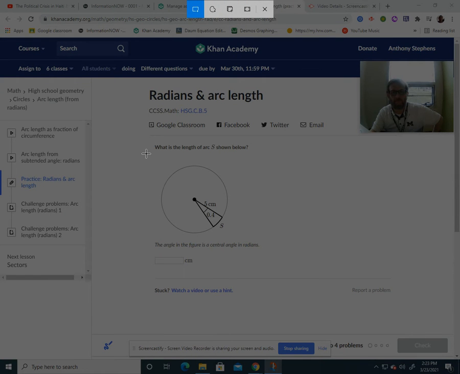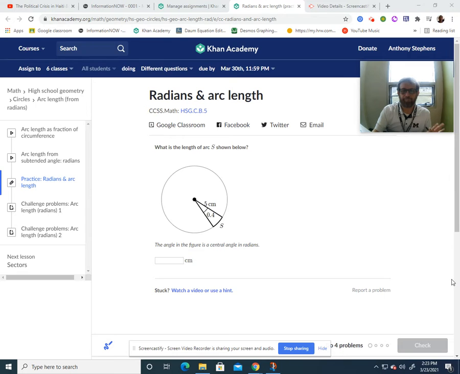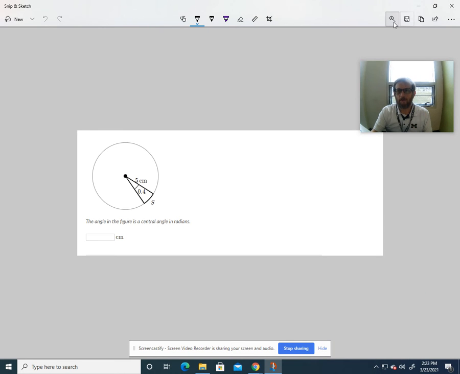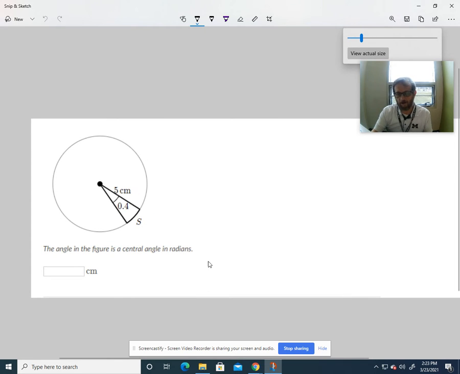Hey guys, we're going to do the whole arc length thing with radians. In class, the last couple days, I've done stuff about arc length when using degrees. Now we're going to use radians. The thing of it is, this really isn't that different. The basic layout of the setup is the same.